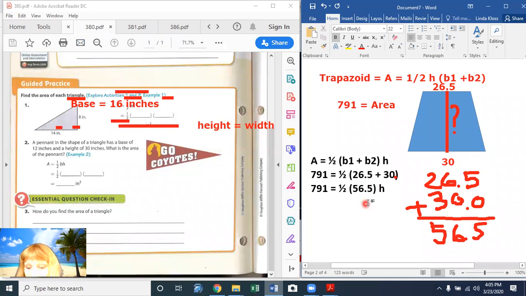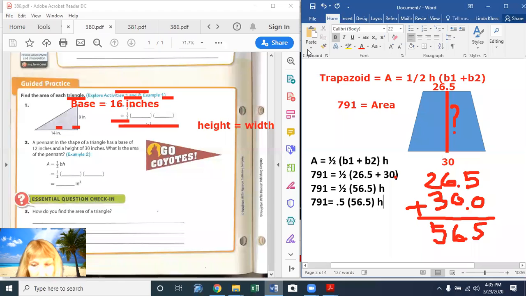1/2 times 56.5. Now for me, it would be easier for me to change my 1/2 into a decimal. So how would you change 1/2 into a decimal? What is 1/2 in decimals? Remember that? It should be 0.5. So we're going to do 0.5 times 56.5 times h. Make it a little easier for ourselves.